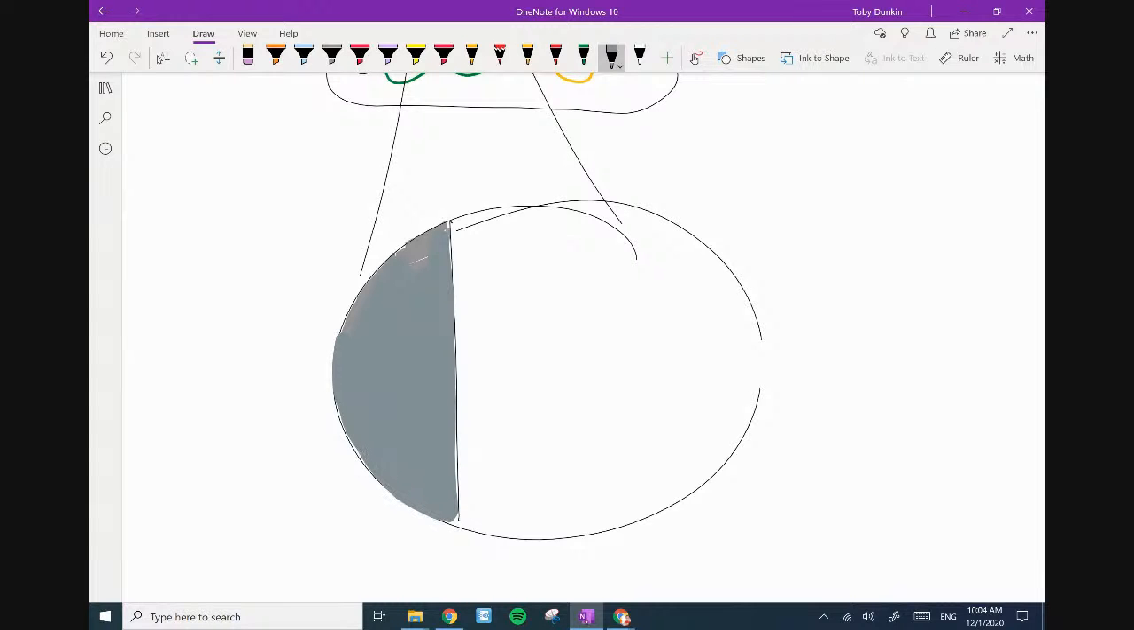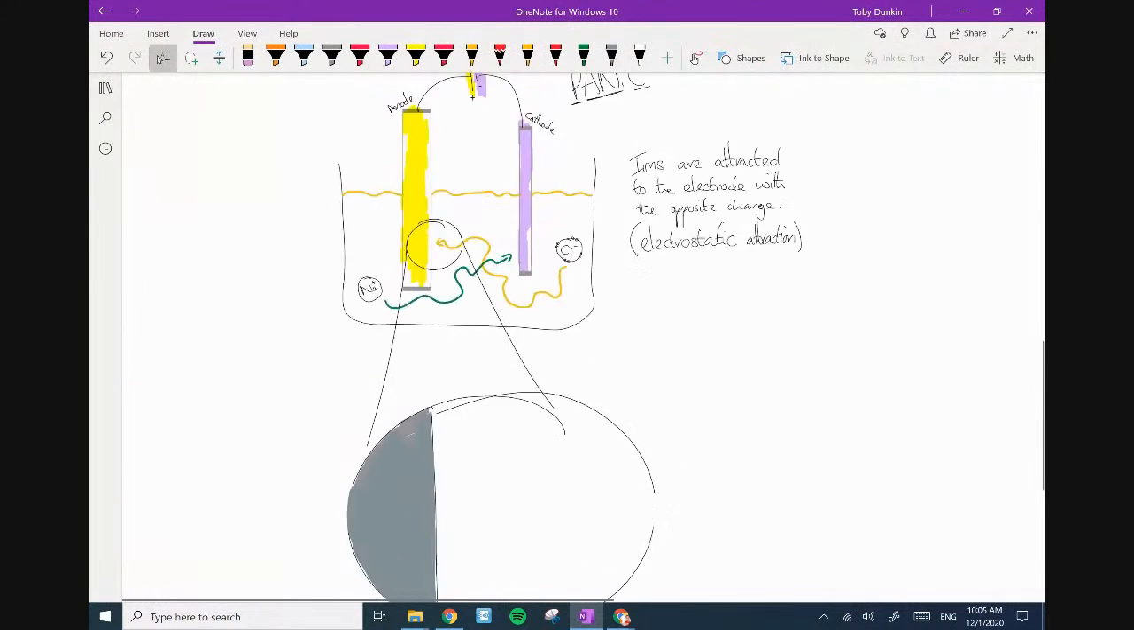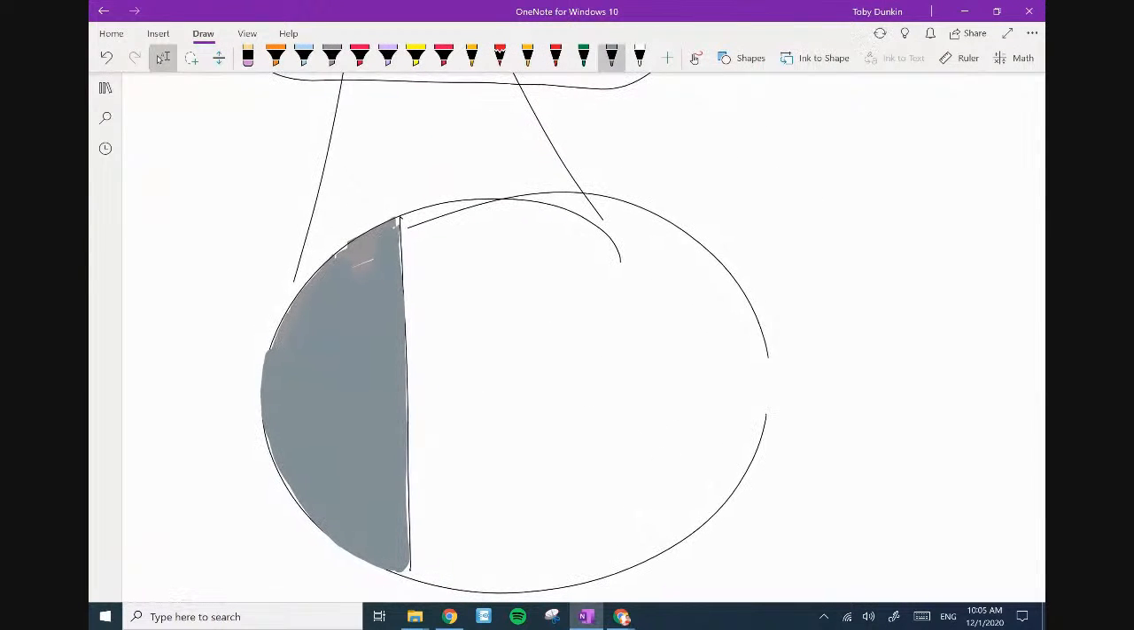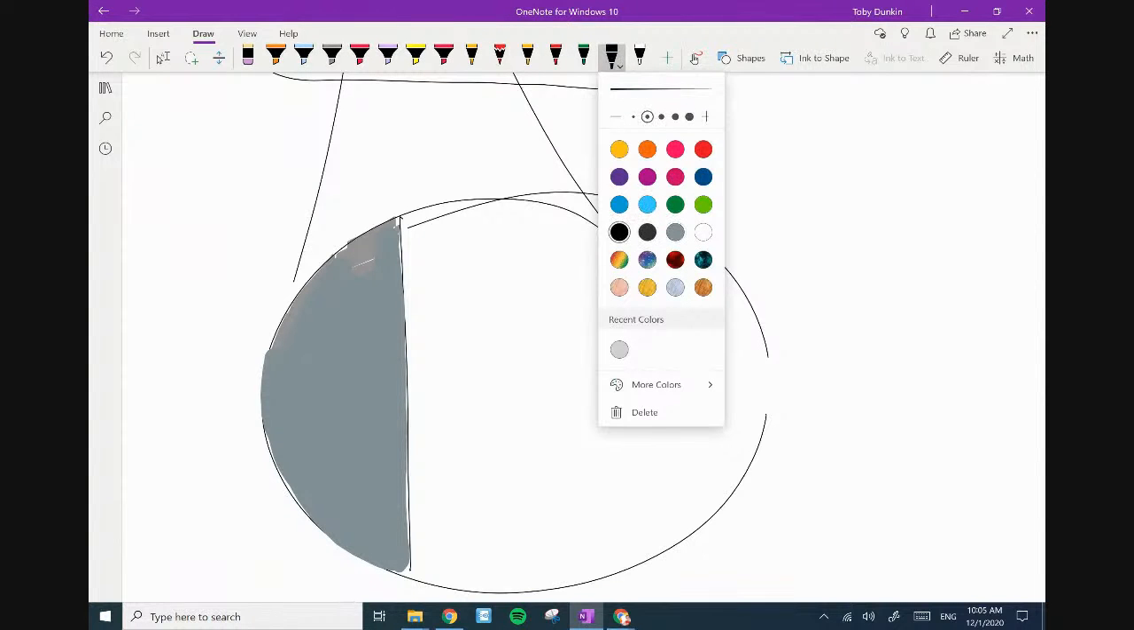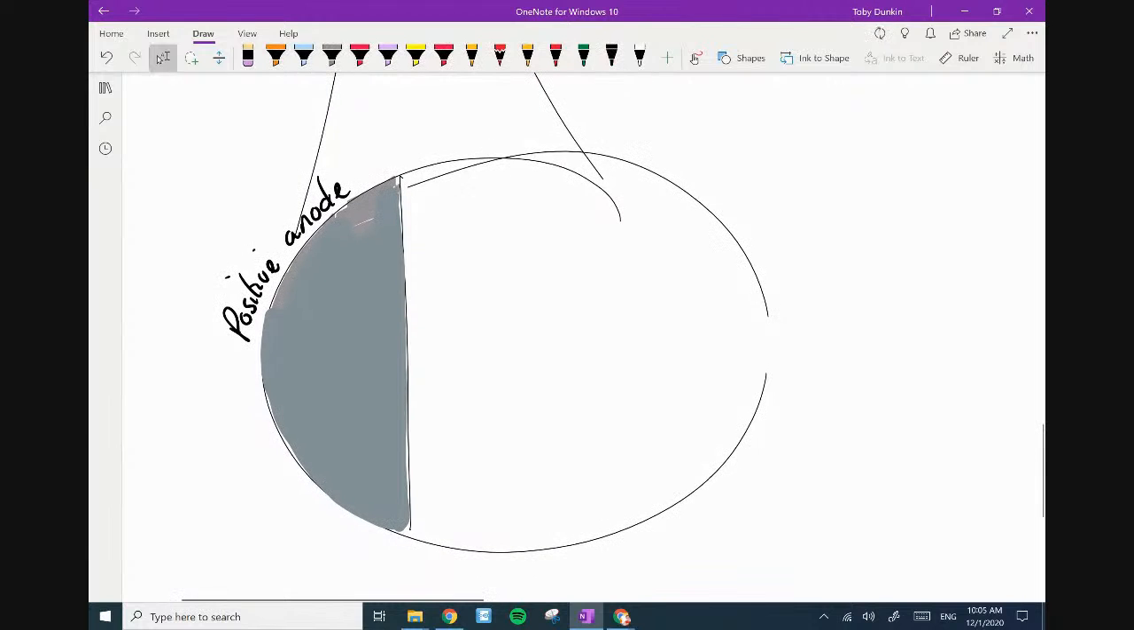Okay. So there's our electrode. And here, this is the positive anode. Let's switch back to small and black. This is the positive anode. And what we've now got is the anion.